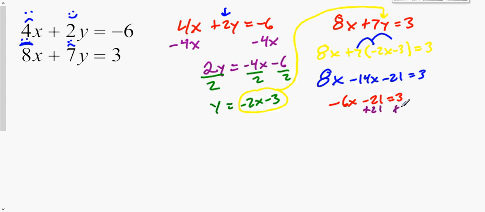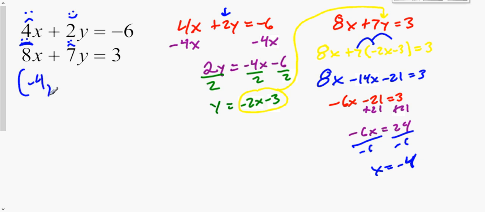Add the 21. Negative 6x equals 24. Divide by negative 6. And x equals negative 4. Once again, there's half of our answer. We're going to take that negative 4, we're going to plug it in to our other equation. Gives us 8 minus 3. So y equals 5.